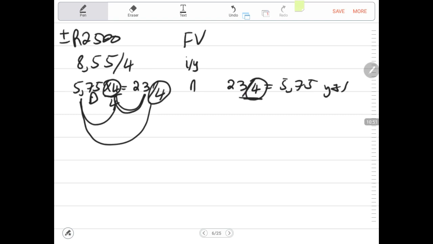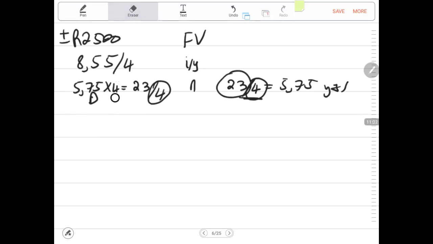And please take note of the fact that we divided by the number of compounds in a year, because there's a question later on that will require us to calculate n, and when we calculate our n, it will give us this 23. Then we need to work backwards and calculate the number of years that the investment was invested for. And I want to leave this as it is because I will need it later on in my calculations.